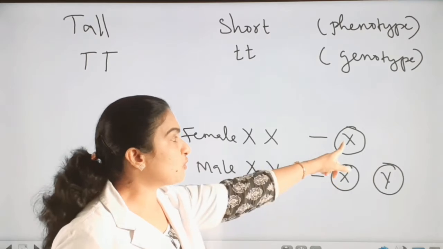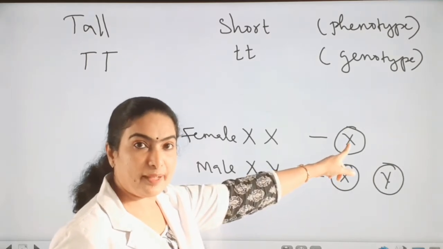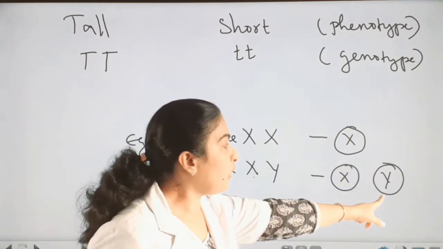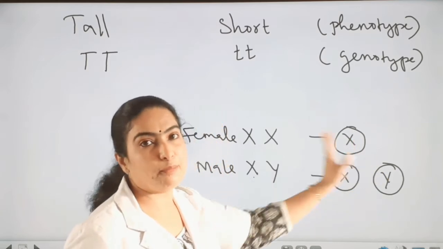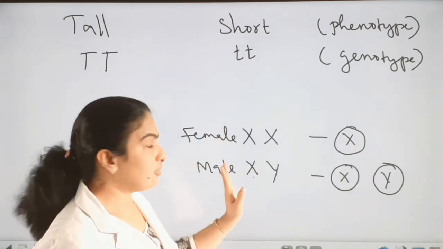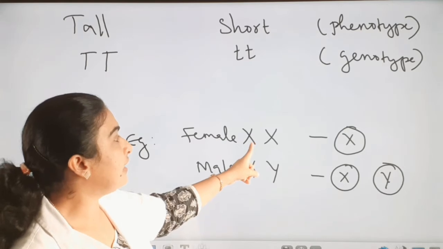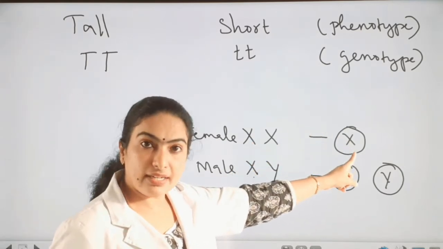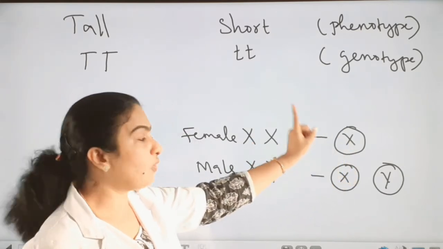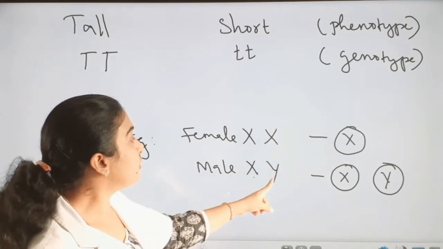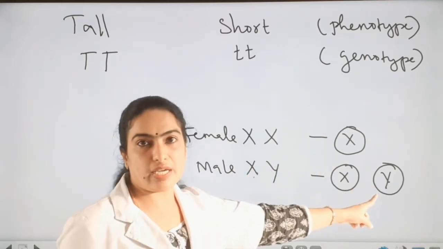When this X fused with the female ovum, that will be a girl child. When the Y fused with the ovum, that will be a boy child. You already learned. So that means the homozygous alleles always produce a single type of gamete, but heterozygous alleles produce two types of gametes.